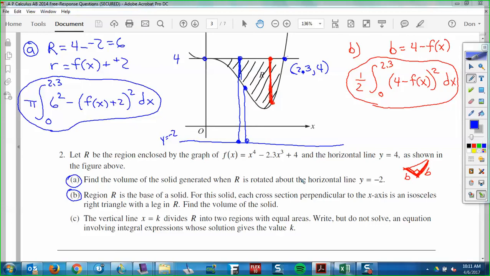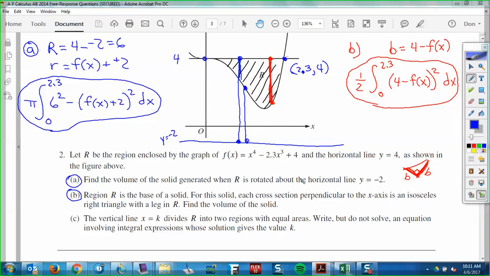That's it. X to the fourth minus 2.3x to the third. 4 minus f of x. Does the 1/2 of B square out that? All of it. That's part of the area. No, because it's 1/2 base. Yeah, so the 1/2 is part of the area, so it should be squared.